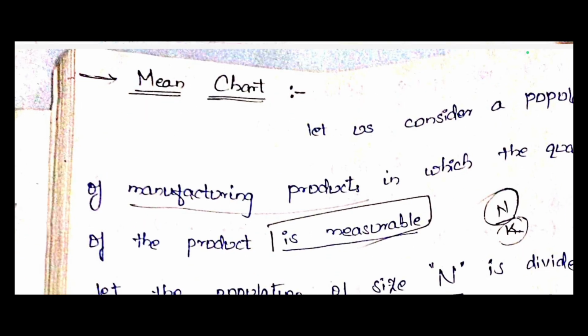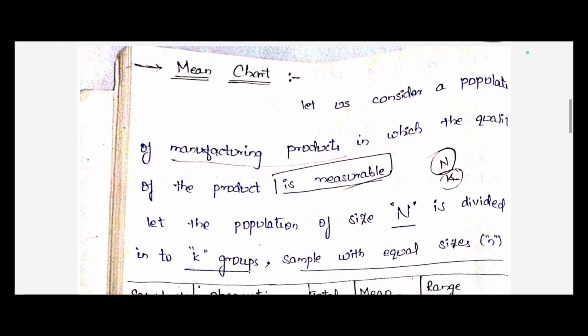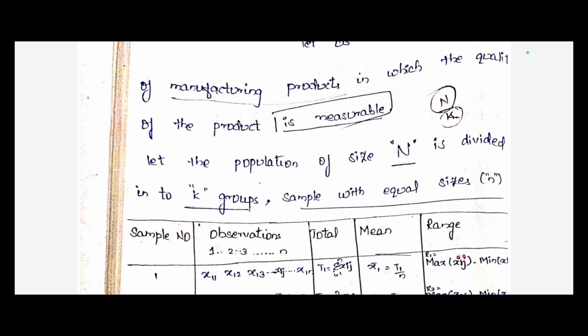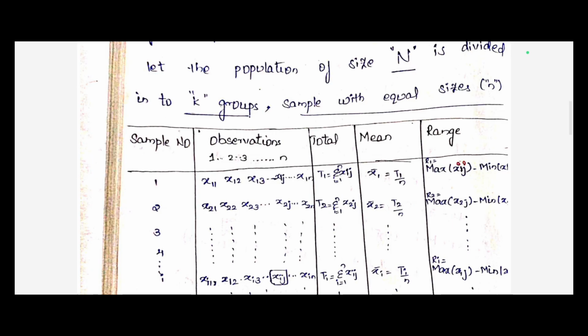Next, coming to the mean chart. What is a mean chart? Let us consider a population of manufacturing products in which the quality of the product is measurable. Let the population of size capital N be divided into k groups, with samples of equal sizes, small n.